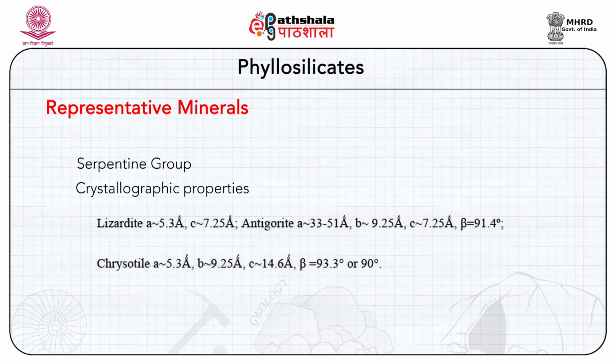Lizardite has a unit cell parameter of a equivalent to 5.3 angstrom and c is about 7.25 angstrom. Antigorite has a unit cell parameter a of 33 to 51 angstrom, b of 9.25 angstrom and c about 7.25 angstrom. The beta angle is 91.4 degree. Chrysotile has a unit cell parameter of a equivalent to 5.3 angstrom, b equivalent to 9.25 angstrom, c equivalent to 14.6 angstrom. The beta angle varies between 93.3 or 90 degree.